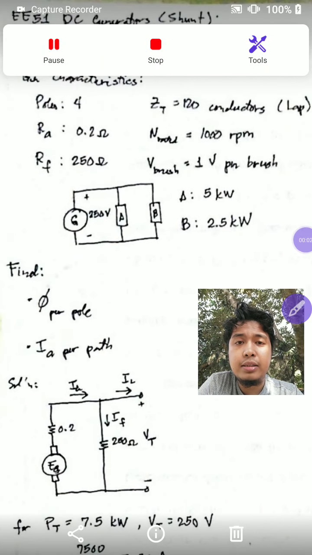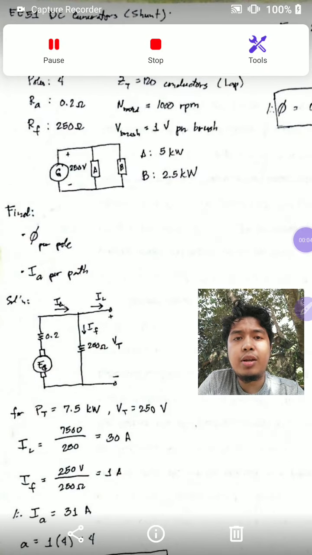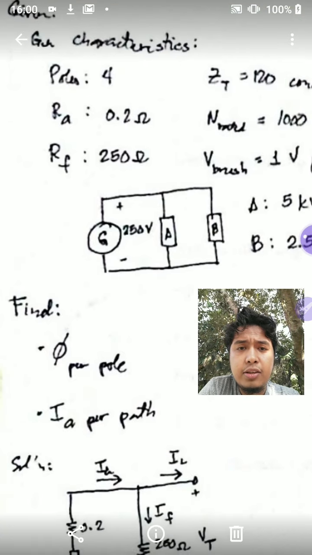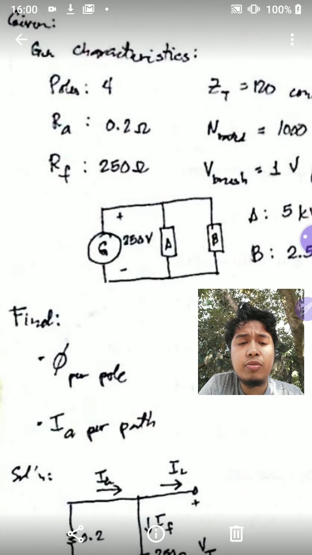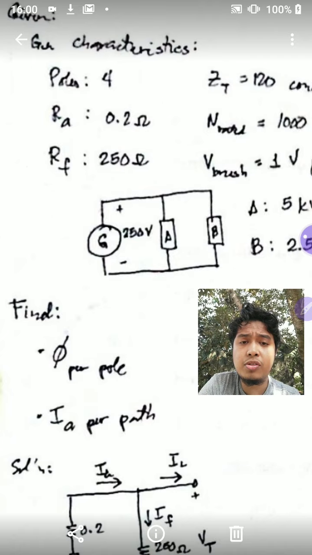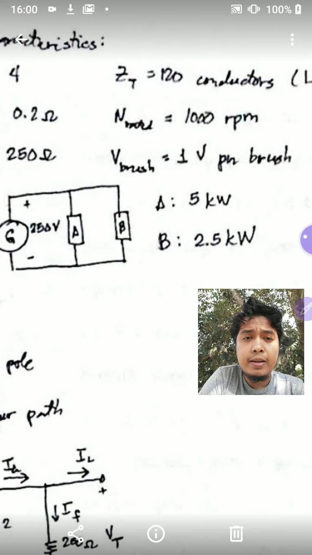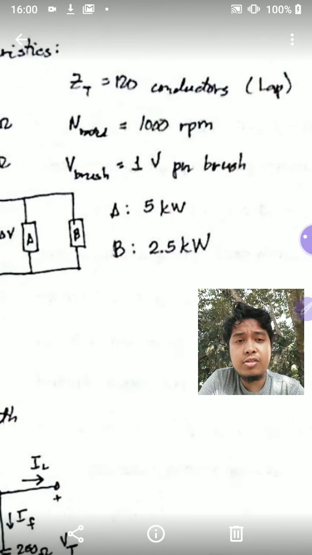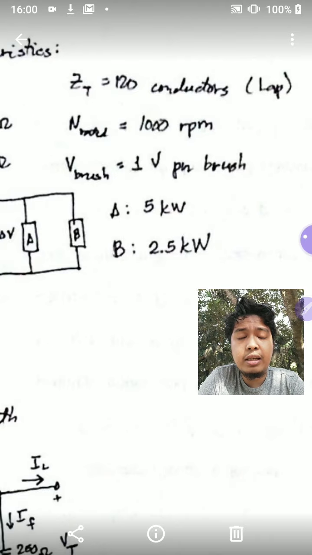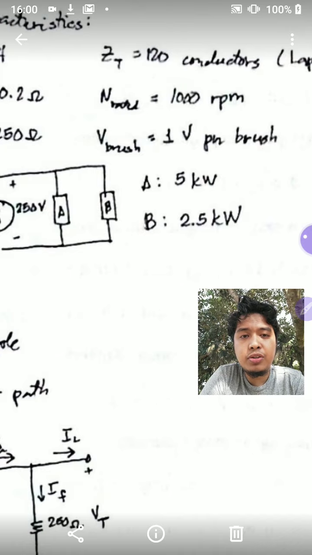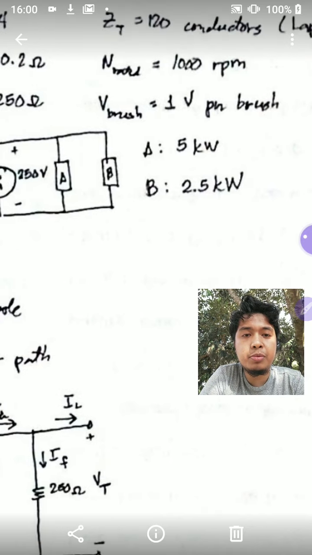Hello. I have here a short example of shunt DC generators. The characteristics of this machine are that it has 4 poles, an armature resistance of 0.2 ohms, and a field resistance of 250 ohms. The total number of conductors is 120. It's lap wound. Rated speed is 1000 rpm. The voltage drop at the brushes is 1 volt per brush.